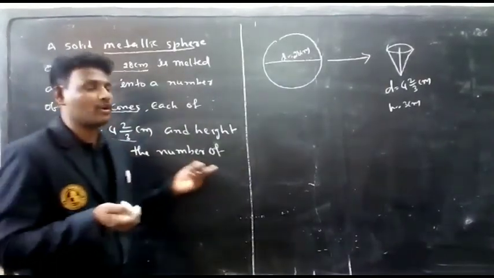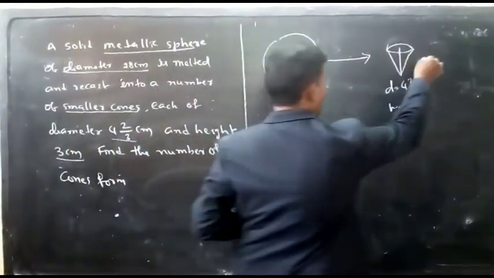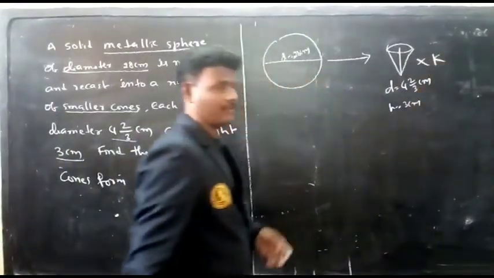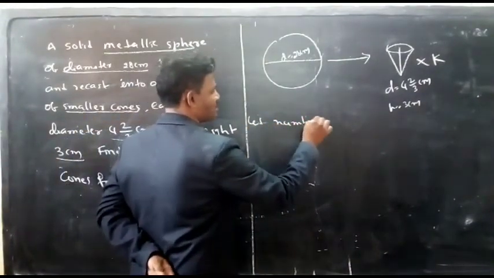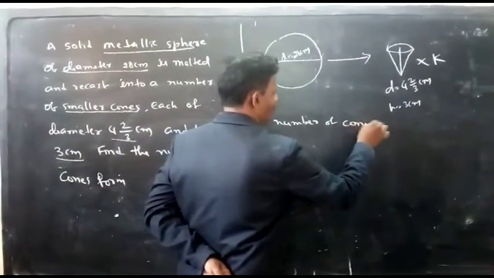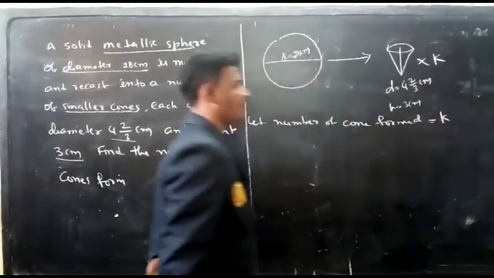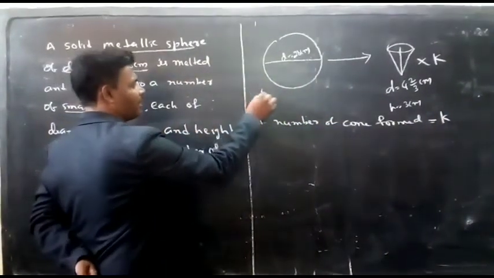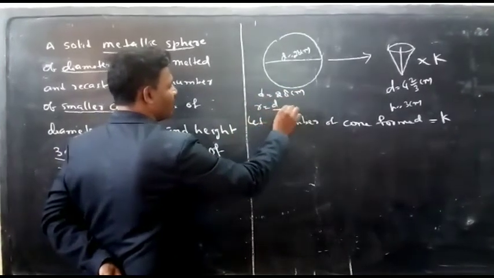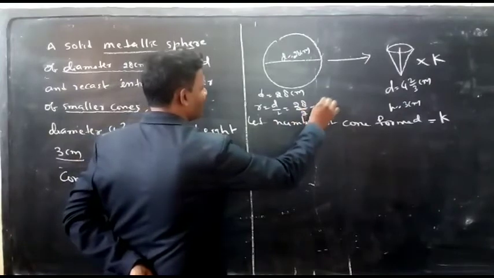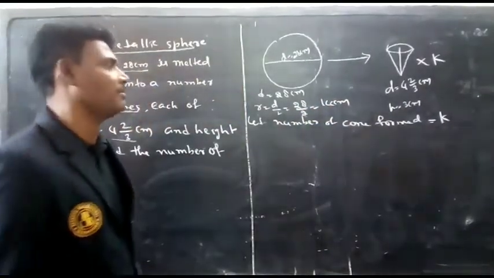Here I don't know how many cones are formed from the sphere. Let the number of cones formed be k. I am taking a sketch. What is the diameter given? Diameter is equal to 28 centimeters. Then r is equal to d by 2 is equal to 28 by 2 is equal to 14 centimeters. So the radius of the sphere is 14 centimeters.